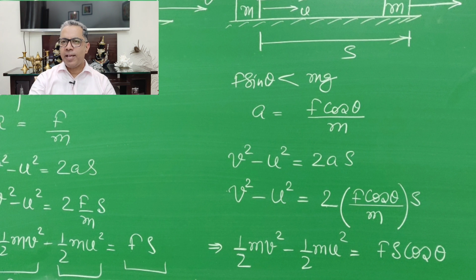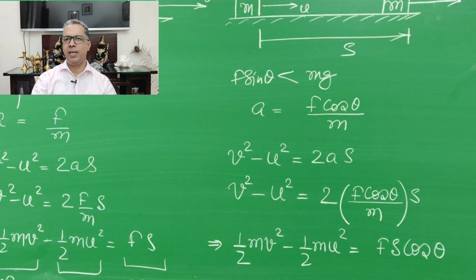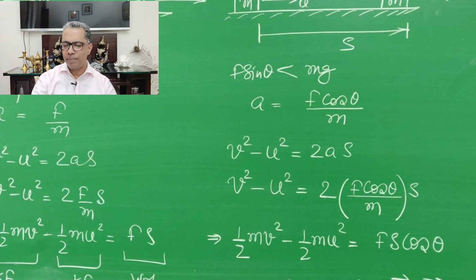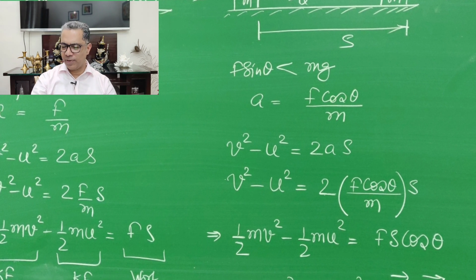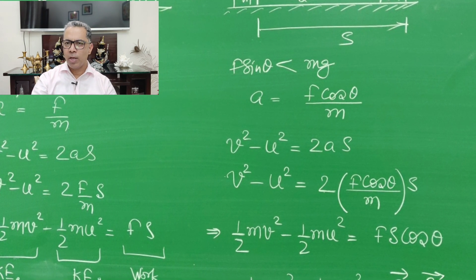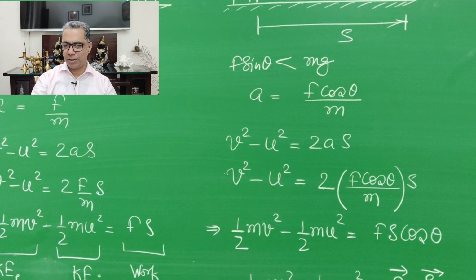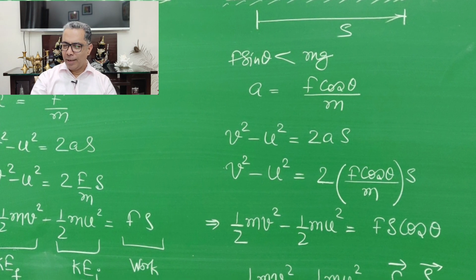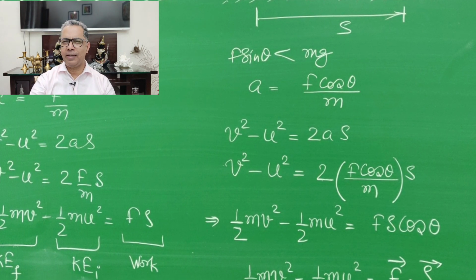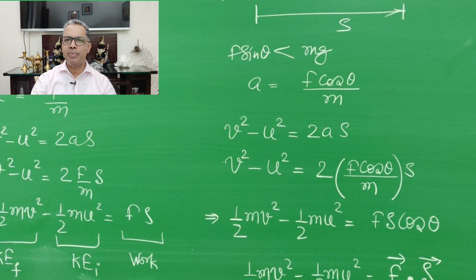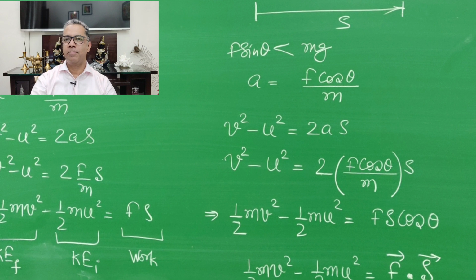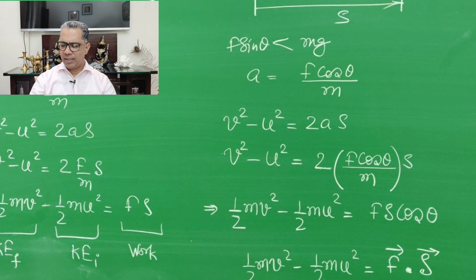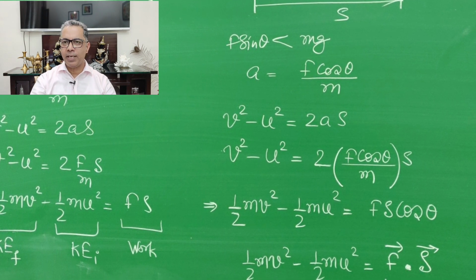Now Fs cos theta we will be describing as F dot s. It's a dot product of the vectors F and s. On the other side of the equation, of course, we have final kinetic energy minus initial kinetic energy, which is the change in the kinetic energy of this block. So the concept of work just gets a little fine-tuned. Now work is not simply F times s, it is a dot product of F and s. So that is a slight fine-tuning of the concept of work here.